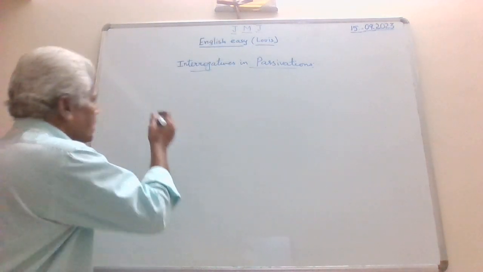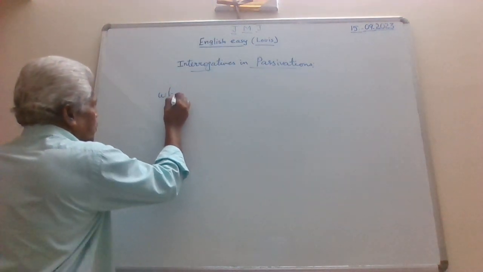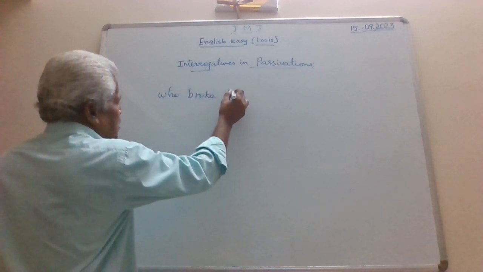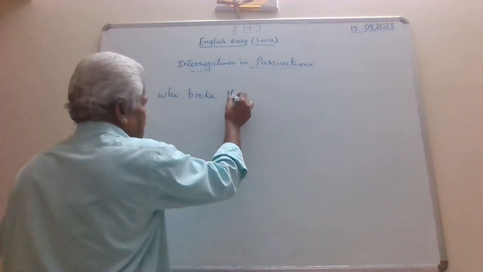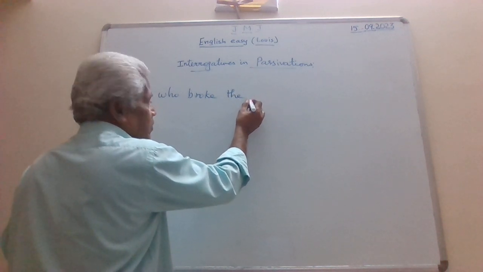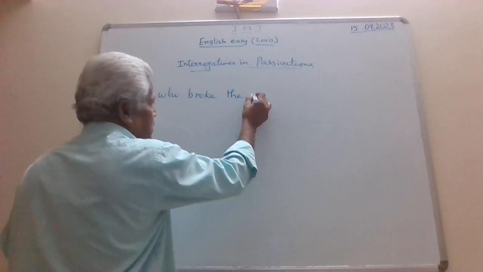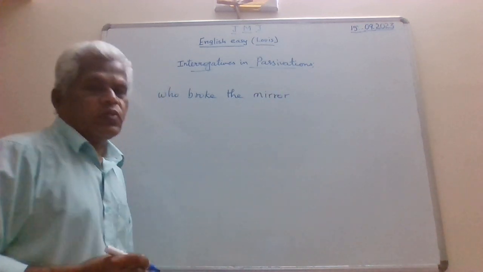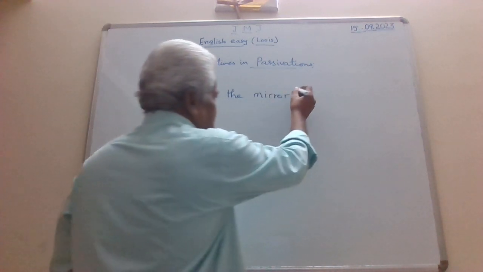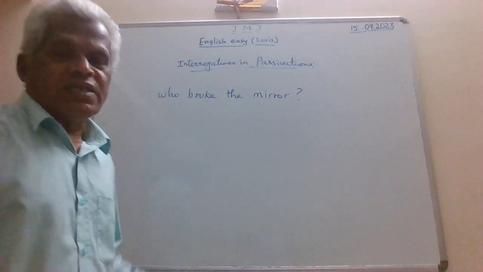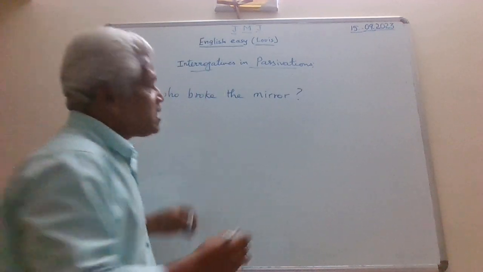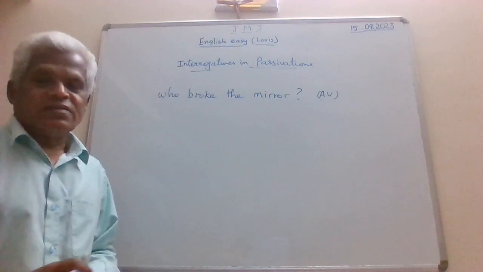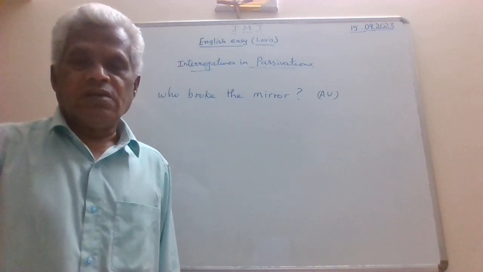Now let me write a sentence now. Who broke the mirror? Alright, who broke the mirror. This is an example of an interrogative sentence, and certainly this is in active voice.